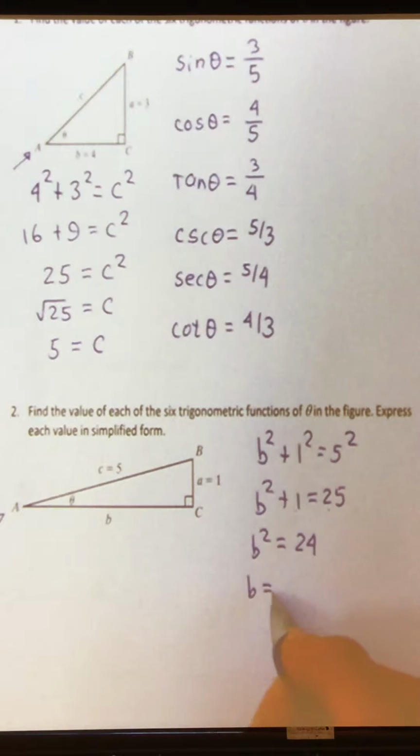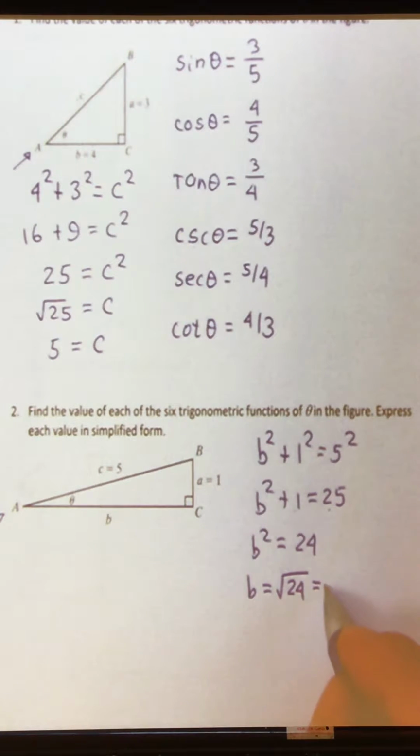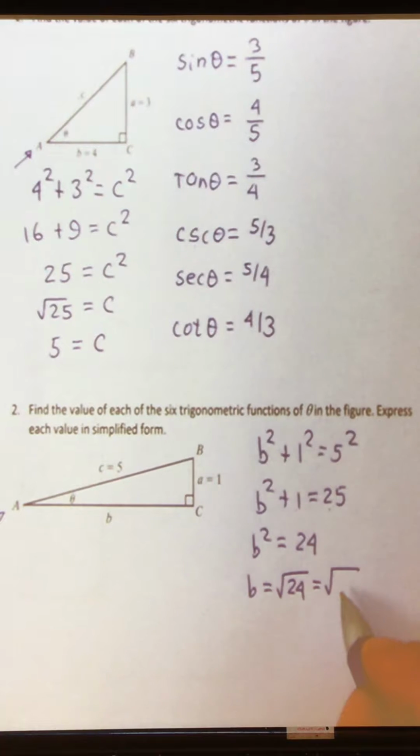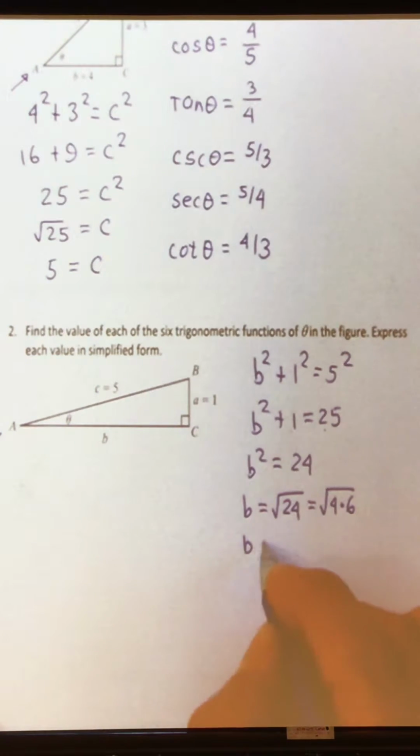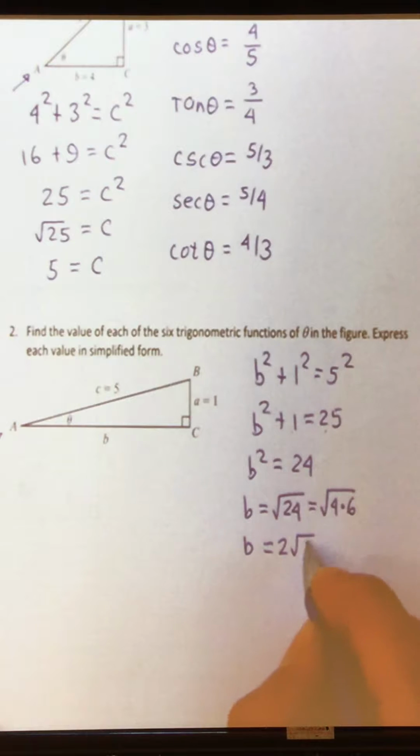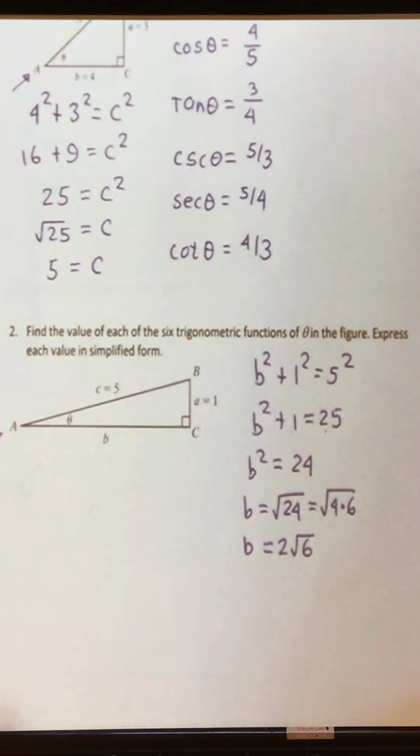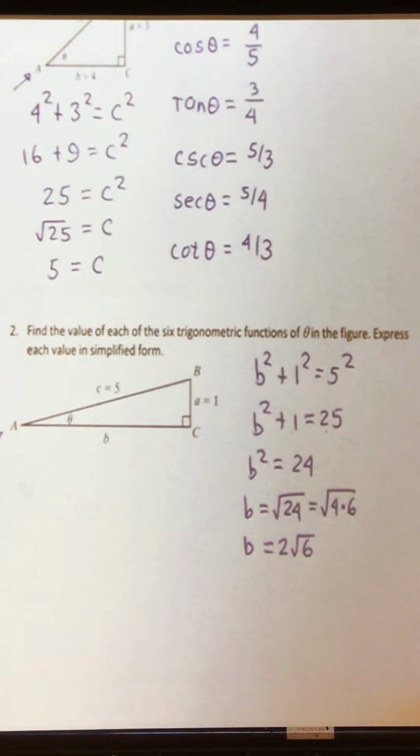And so b is the square root of 24, or factoring 24 to be 4 times 6. We can then write that b is 2 root 6. So this is the length of our adjacent side. Now we can write down the values of the trig functions.